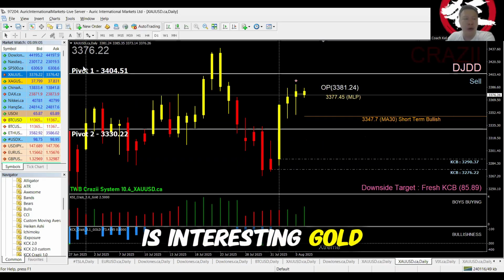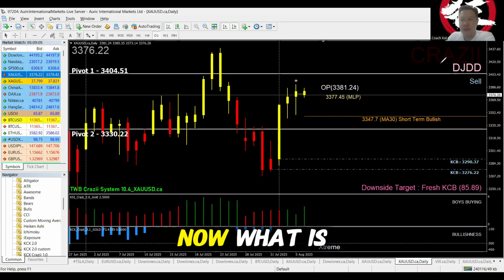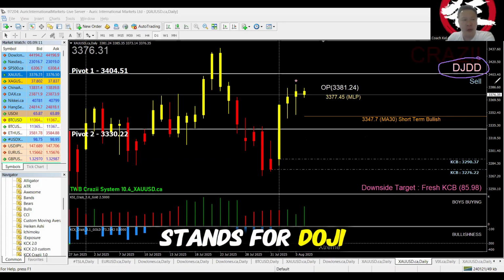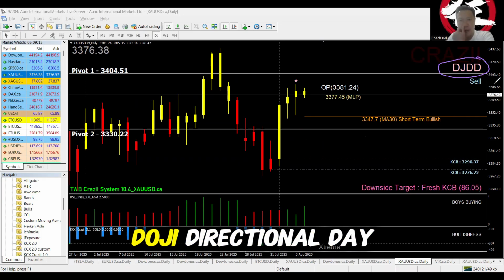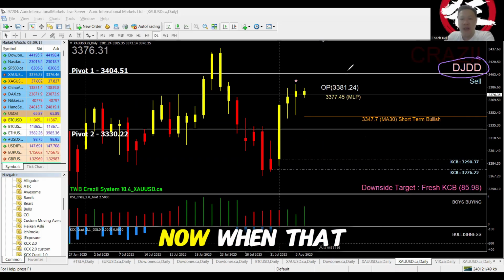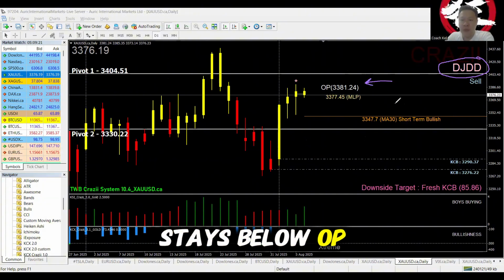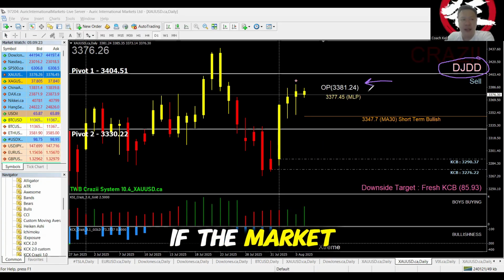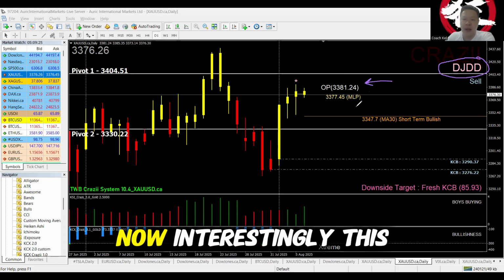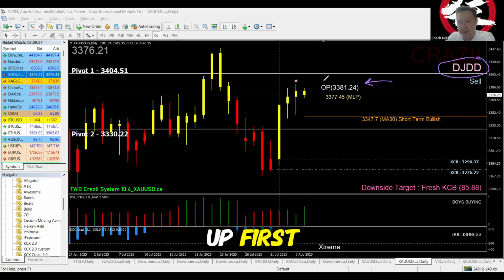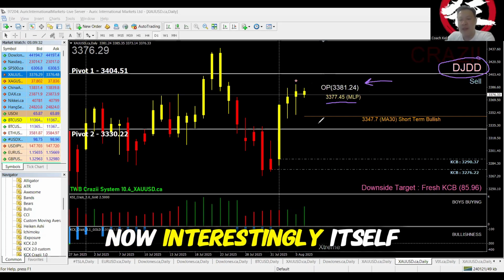Gold is interesting. Gold has a DJDD. What's DJDD? It stands for Doji Directional Day. When that happens, the OP will be a very important marker. If the market stays below OP, it will be a sell. If the market stays above OP, it'll be a buy. Interestingly, this morning it went up first, but after that it came down, down to the MLP.